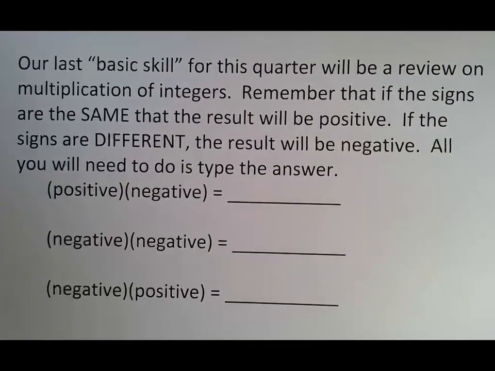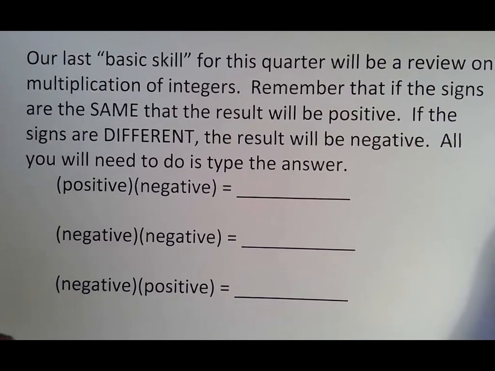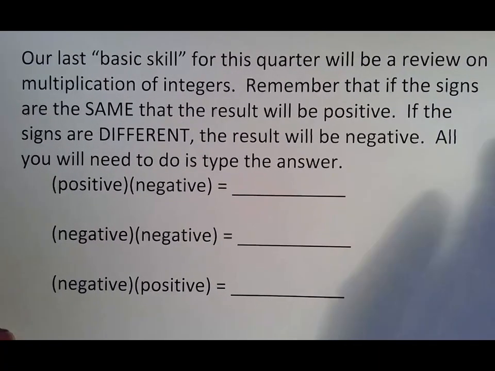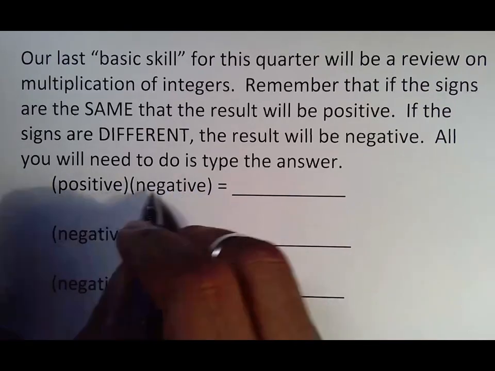Our last basic skill for this portion of the quarter, we'll review multiplication of integers. Remember that if the signs are the same, the result's positive. If the signs are different, the result's negative. All you need to do is type the answer. So positive, and notice that there's no plus sign. This is positive times negative. Signs are different.